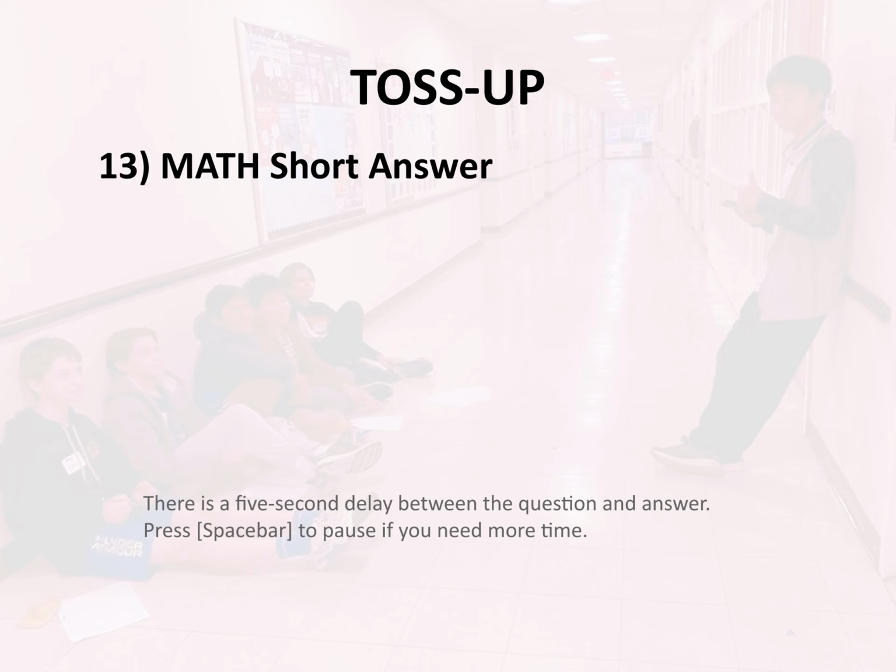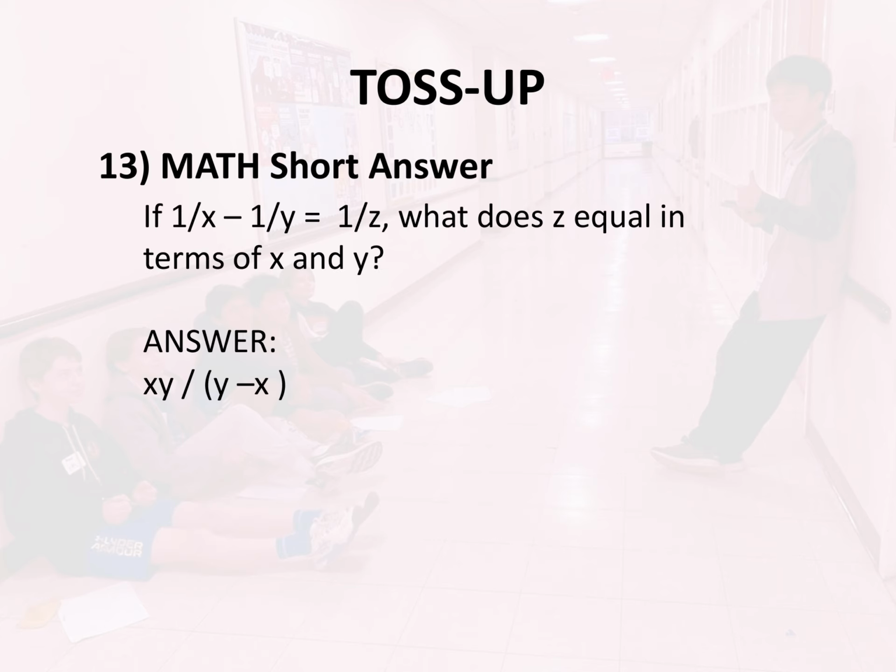Toss-up 13. Math. Short answer. If 1 over x minus 1 over y equals 1 over z, what does z equal in terms of x and y? Answer: xy over quantity y minus x.